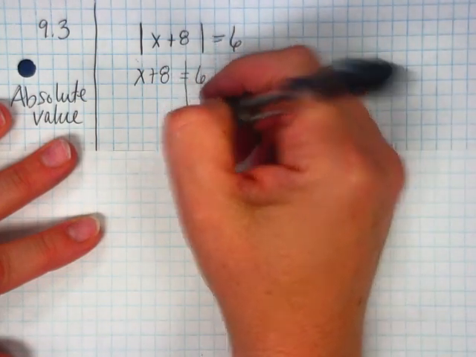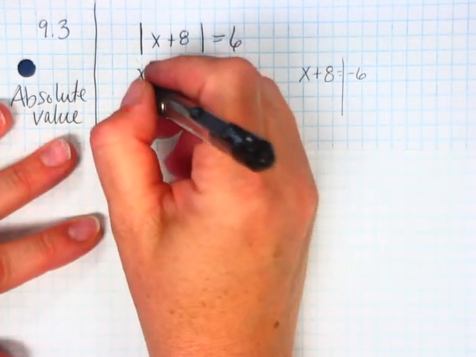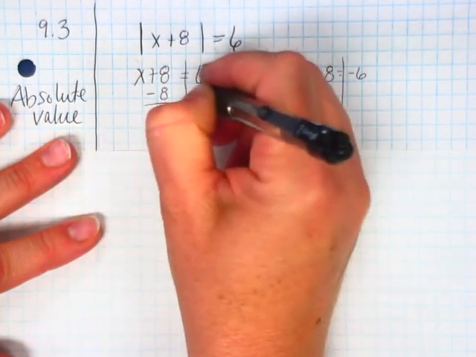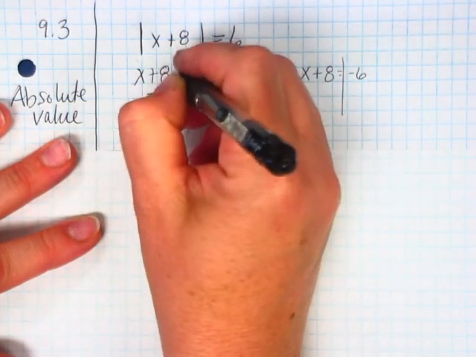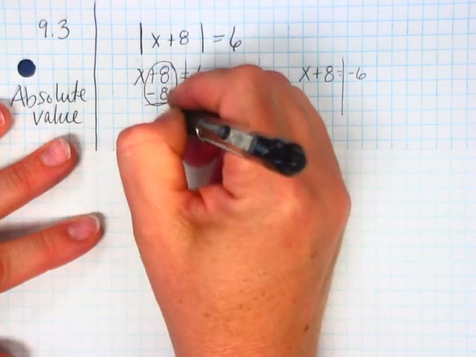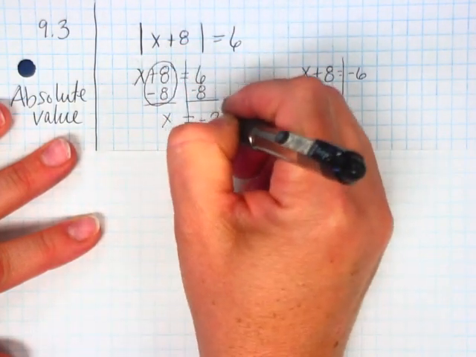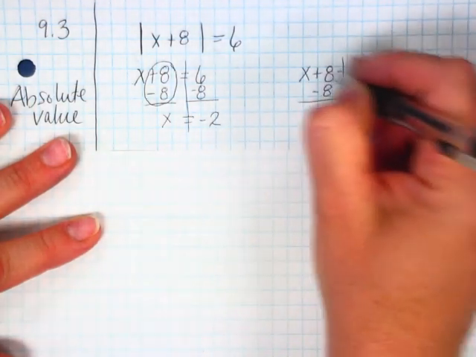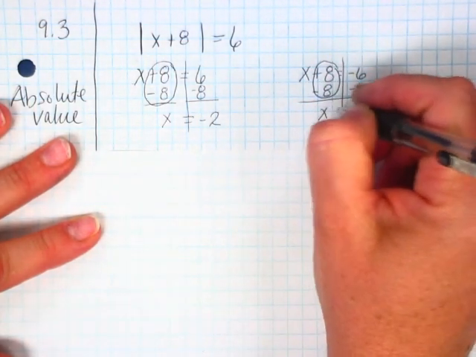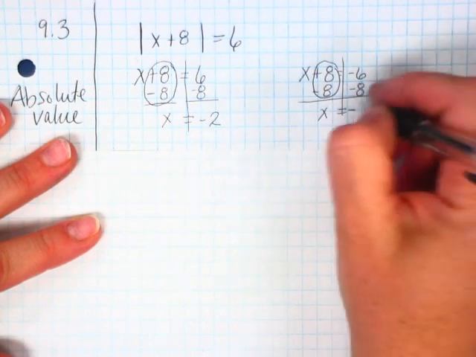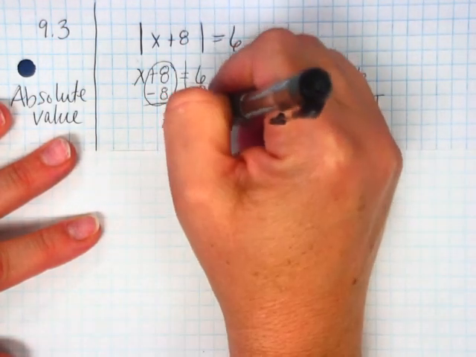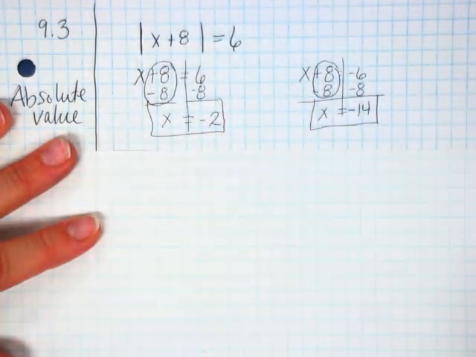So you're just going to solve. You want to get the x by itself. Plus 8, opposite is -8, both sides. So here I get my 0, and I'm just left with x is -2. And over here, I subtract the 8 from both sides. This does give me 0. I get x equals -14. So my two answers are x is -2 and -14.